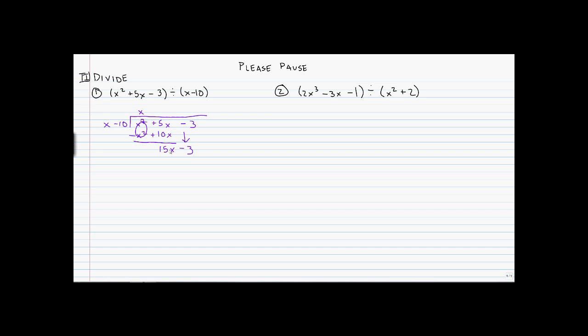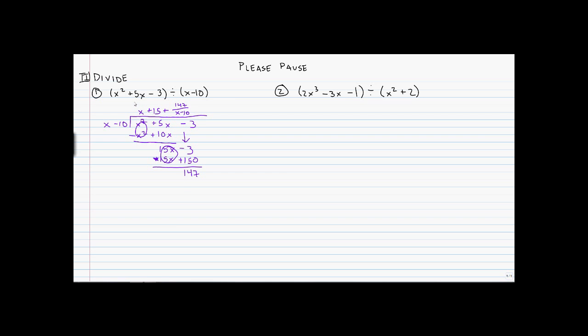Once again, x goes into 15x plus 15 times. x times 15 is positive 15x, and negative 10 times 15 is negative 150. Once again, we're going to draw the line, change the signs. It's going to give me a 0 again, and positive 147. And just like before, x is too big to go into 147, so we have our remainder as 147 divided by x minus 10.